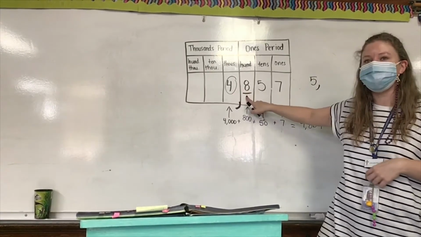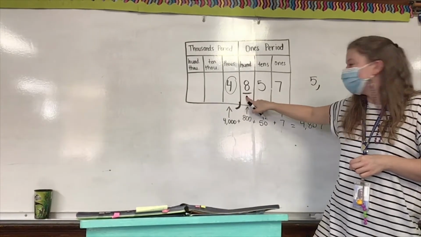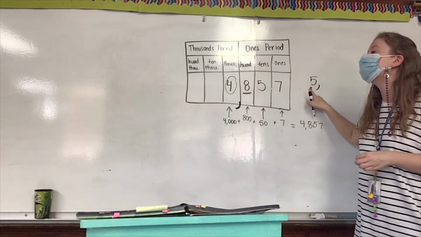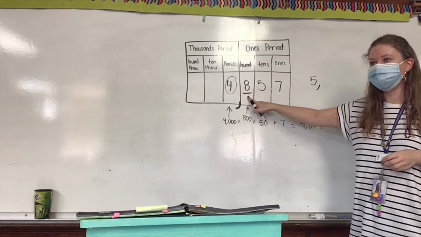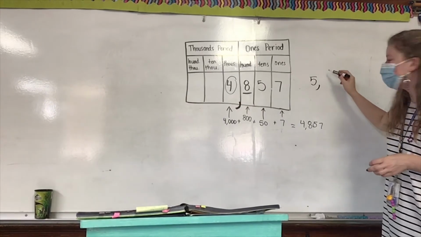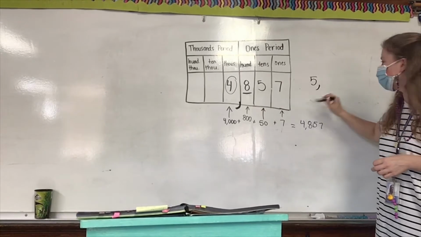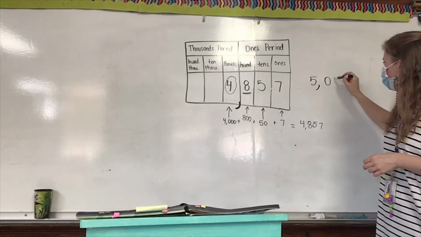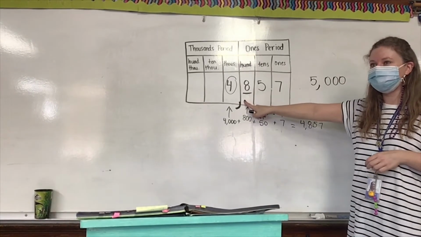Okay, what's step 4? We make every single digit 0. Including this one? No. Every single digit after the comma, after the circle digit. So how many digits do we have after the circle digit? 3. So how many digits are we going to have after the 5? 3. So that means 4,857 rounded to the greatest place is 5,000.